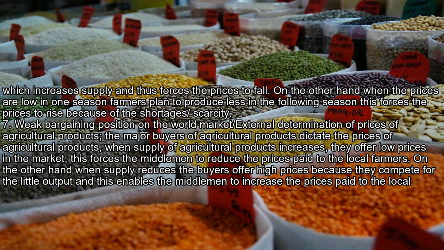The major buyers of agricultural products dictate the prices of agricultural products. When supply of agricultural products increases, they offer low prices in the market. This forces the middlemen to reduce the prices paid to the local farmers. On the other hand, when supply reduces, the buyers offer high prices because they compete for the little output, and this enables the middlemen to increase the prices paid to the local farmers.